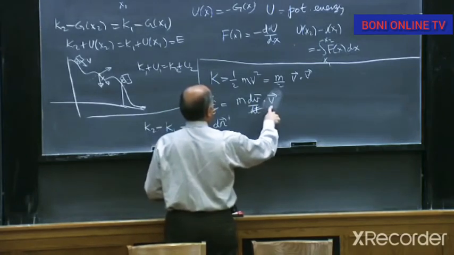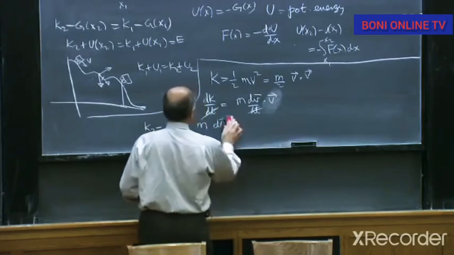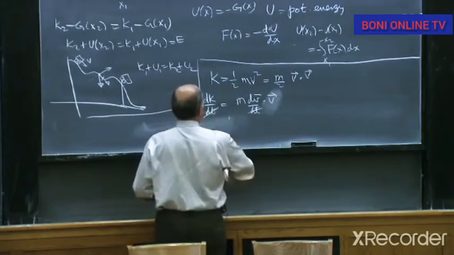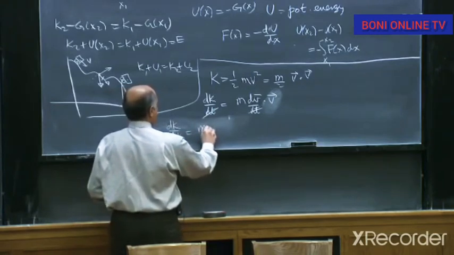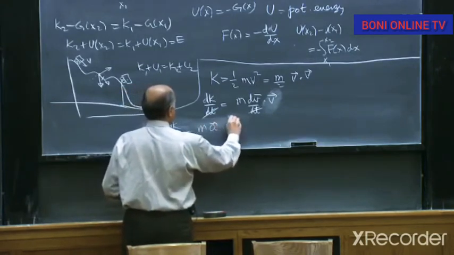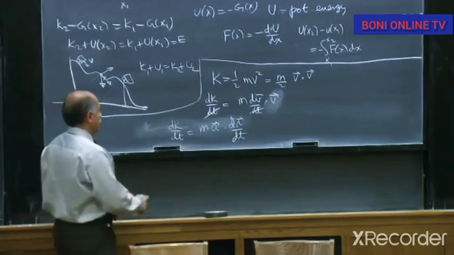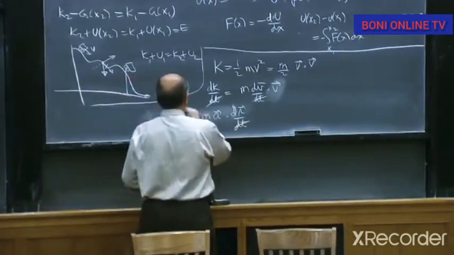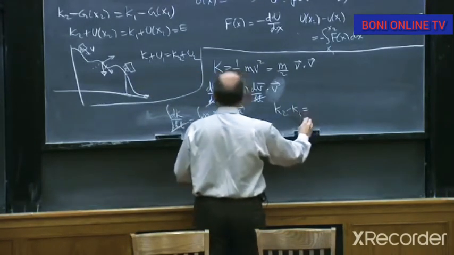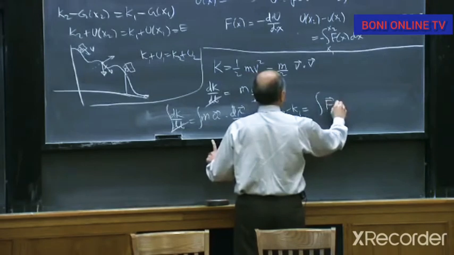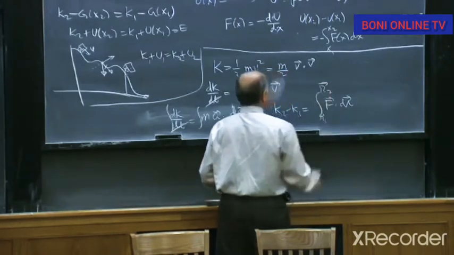I'm sorry. I want to keep the dv dt here. Then I want to write this v as dr dt. That's right. So let me do it again. dk dt is equal to m a times v, and v is dr dt. Now we cancel the dt's, and we write the change in k as k2 minus k1 is equal to the integral of f dot dr from the starting point r1 to the ending point r2.